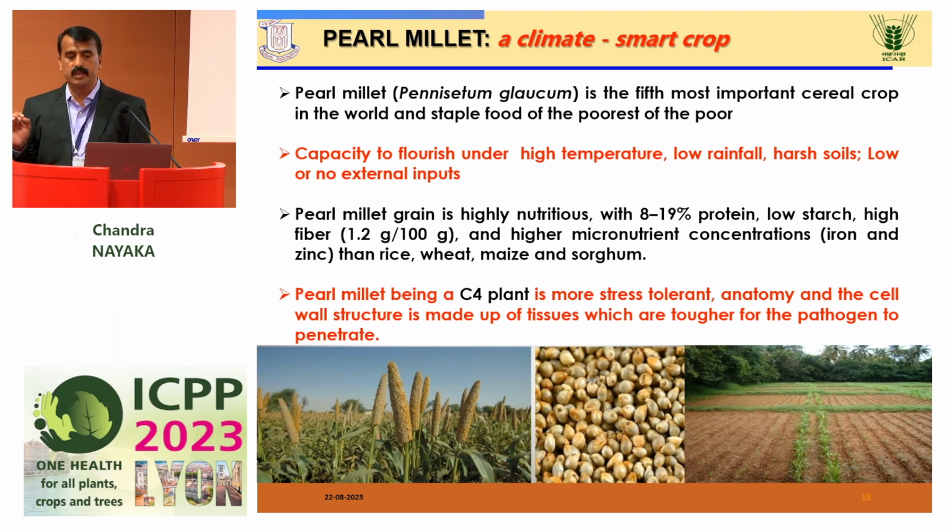It has 8 to 19% protein, low starch, high fiber, and higher micronutrient concentration than rice, wheat, maize, and sorghum. It is a C4 plant with a more stress-tolerant anatomy, and the cell wall structure is made up of tissue that is tougher for pathogens to penetrate.